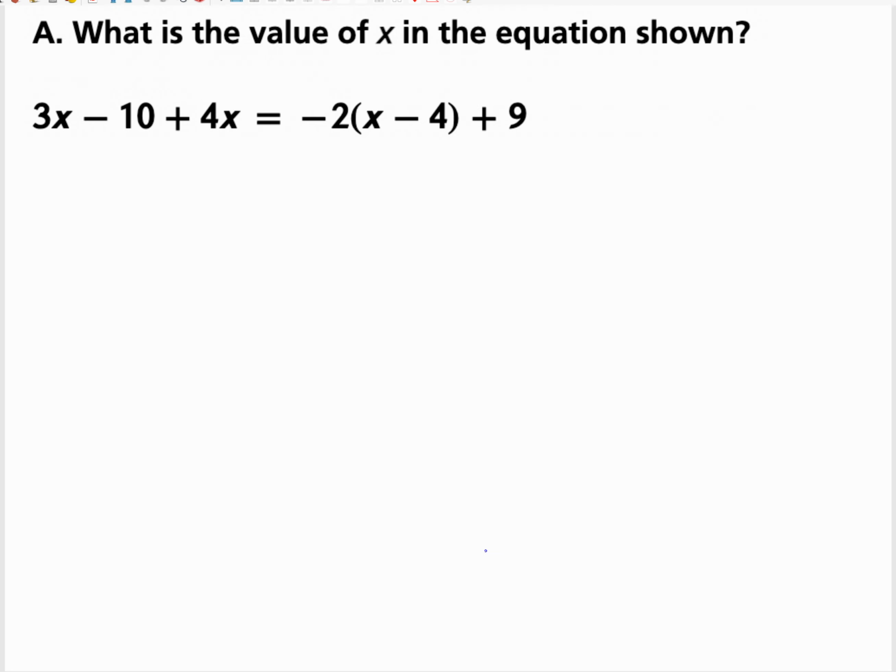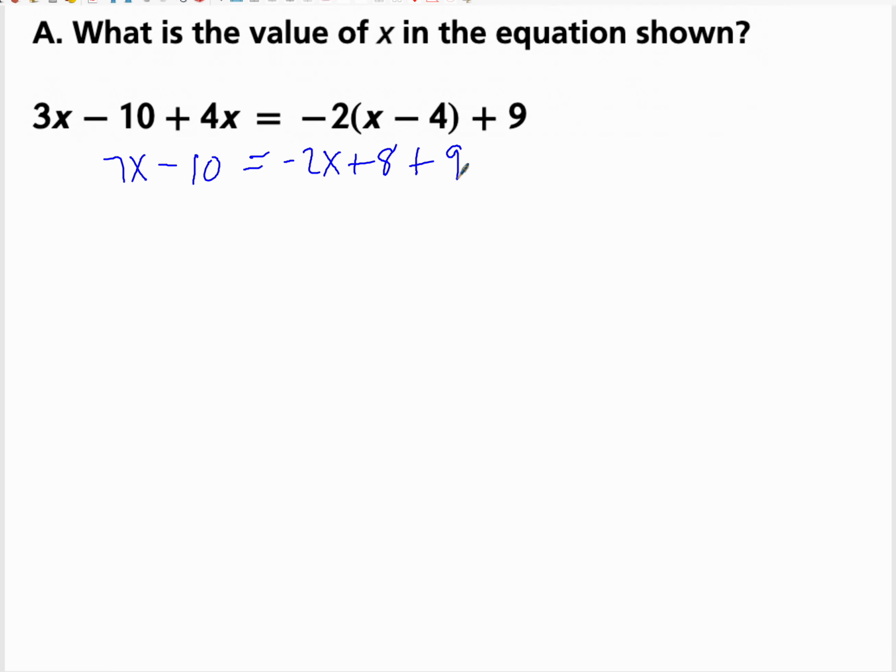All right, what is the value of x in the equation shown? Remember that we are still trying to solve equations efficiently whenever possible. So if we can skip steps where we distribute, we will. We can't always do that. Sometimes we do need to distribute, and this is one of those cases where distributing is best. So 3x plus 4x is 7x. I still have a minus 10. And here I need to distribute a negative 2, so it is negative 2x. Negative 2 times negative 4 is a positive 8. And then I have plus 9 at the end.